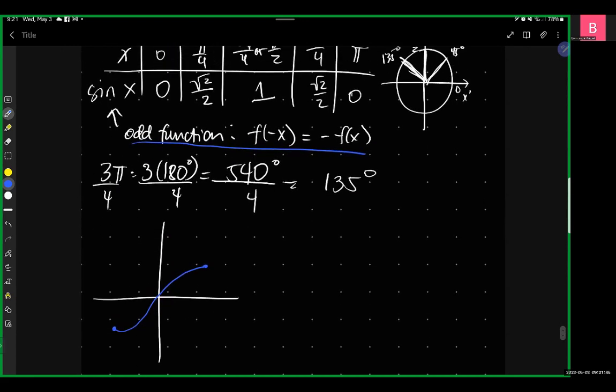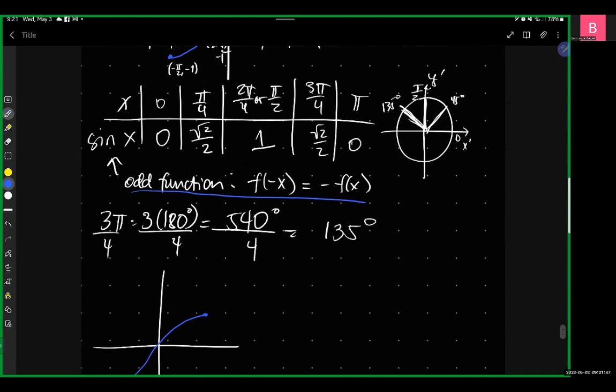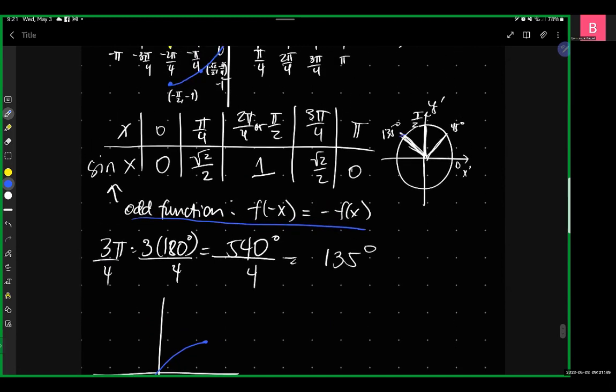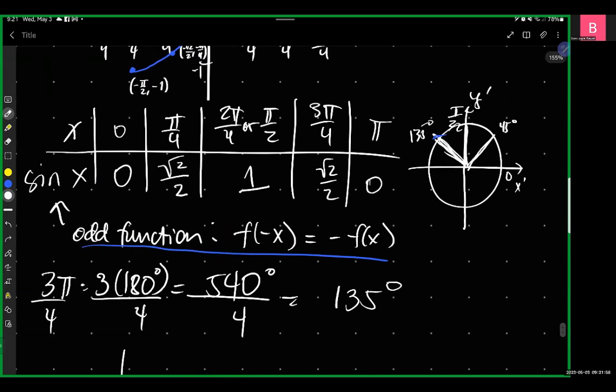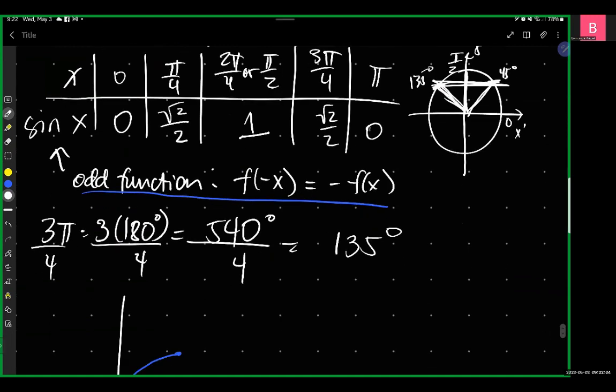Okay? So, bakit positive? Kasi, we're considering only the first and the second quadrants. So, looking back at the circle, you can see, this is 135 degrees, this is 45 degrees. Both will have a y value that is positive. Okay? So, ayun, thank you very much.